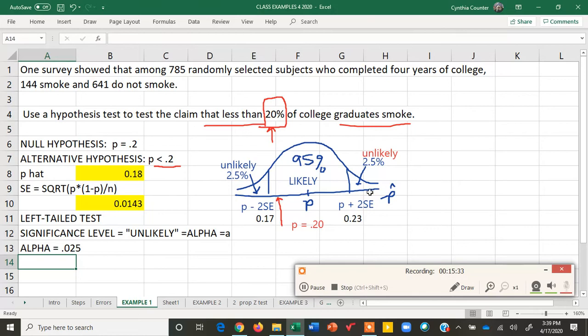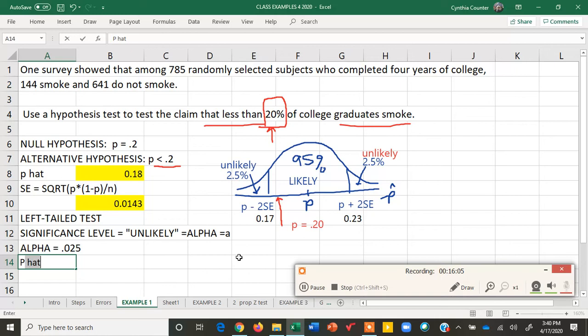But since I'm dividing it equally into the two tails, and I want the results of a test that matches the confidence interval, I am going to stick with 2.5% when we're doing either a left-tailed or a right-tailed test. So alpha is 0.025. We only reject the null hypothesis if our p-value is unlikely. So that means we only reject the null hypothesis if it's in the bottom 2.5%.